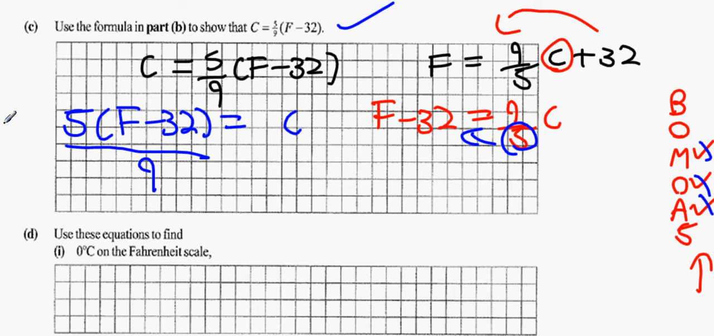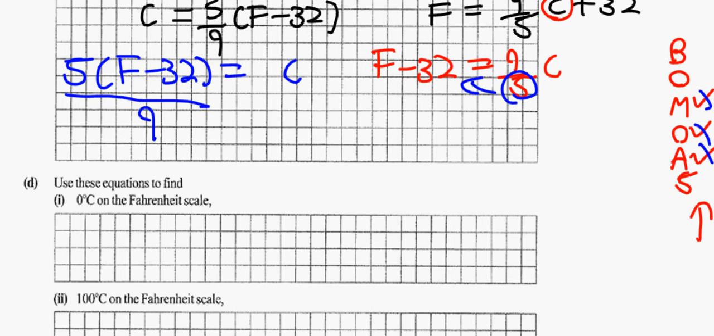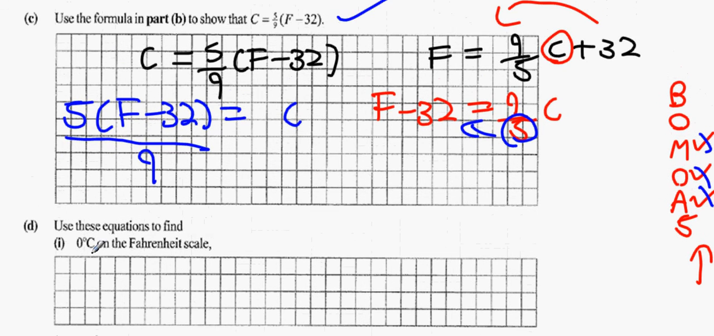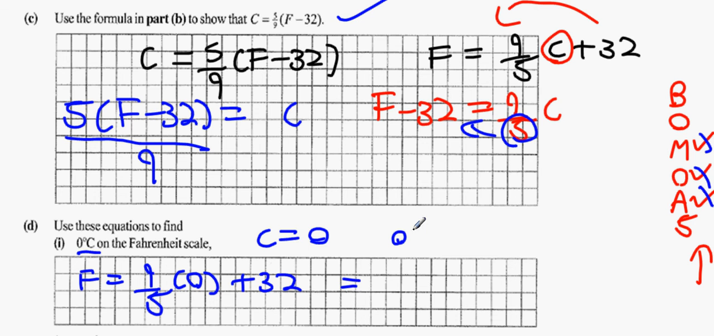Now, use these equations to find 0 degrees on the Fahrenheit scale. This means C equals 0. So F equals 9 over 5 multiplied by whatever C is, which is 0, plus 32. And as it turned out, 0 degrees Celsius ends up to be 32 Fahrenheit.